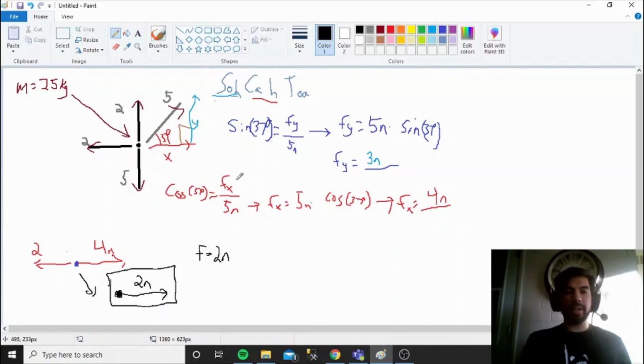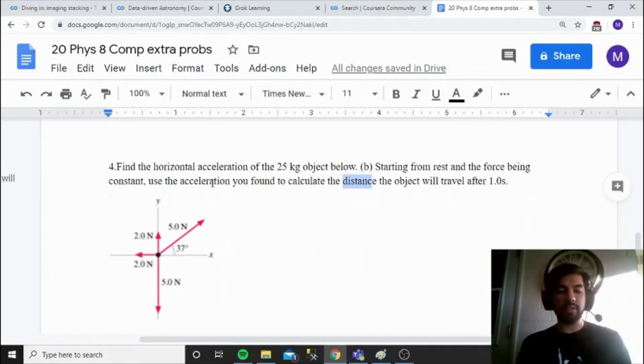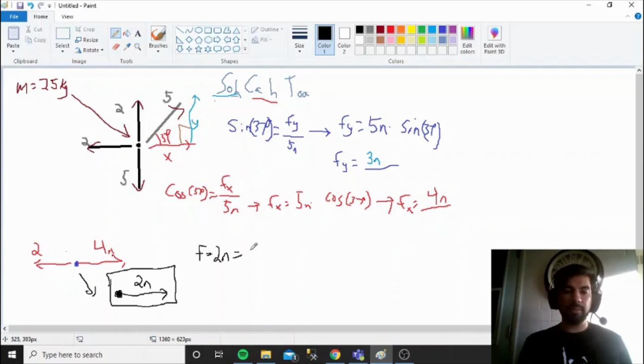Okay, now I need to find the acceleration because I said, well, one, I need to find the distance, but in order to find the distance, I need to find the acceleration. Remember, even non-scientific people know this, F equals ma. Okay, and my mass is 25 kilograms. So my acceleration is going to be 2 newtons divided by 25 kilograms. Okay, off the top of my head, I think this is 0.08 meters per second squared. Okay, good. So we found the acceleration.